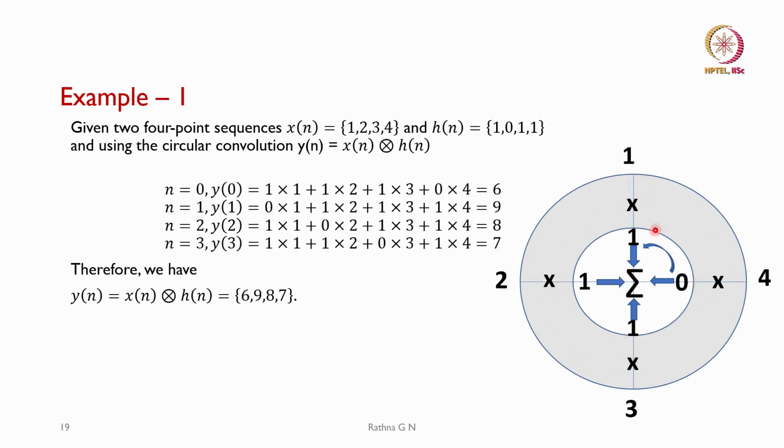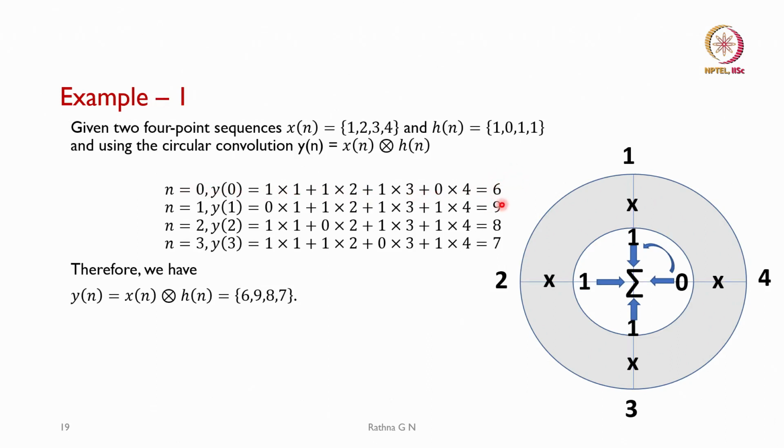You will be seeing 1 into 1 is 1, 2 into 1 is 2, 0 into 4 is 0, and then here 1 into 3 is 3. When you add it up, this is the step that is given. At n is equal to 0, y of 0 is given by 1 into 1, 1 into 2 plus 1 into 3 plus 0 into 4, which gives me 6.